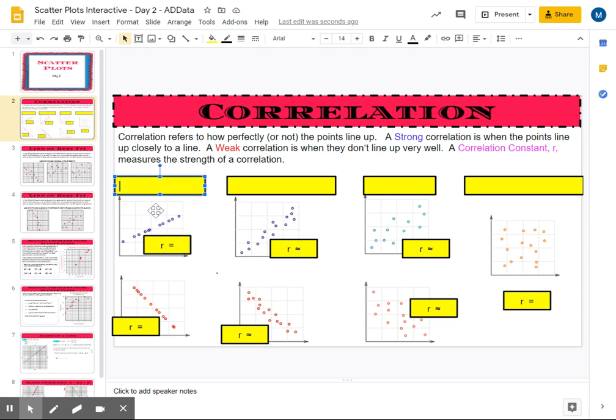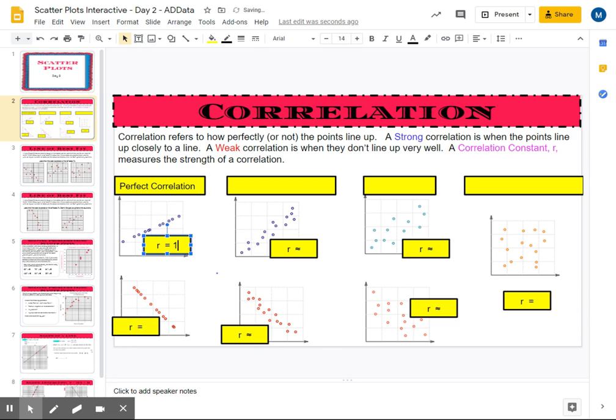Okay, so double click in that yellow box there on the left. In these two scatter plots below, the dots are lining up perfectly. So this is what we would call a perfect correlation. And when you have a perfect correlation, your R value is 1 or -1.